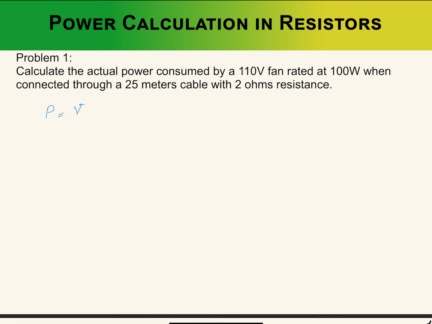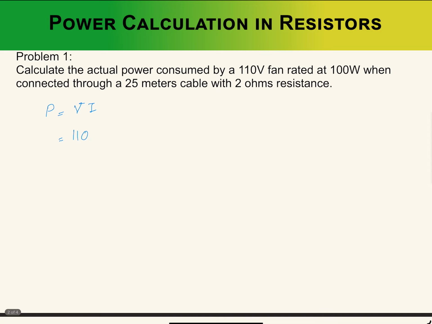So P equals V times I, and in the ideal case that the fan is rated, the voltage of the fan is 110 volts, which means that if the fan is connected to a 110 volt power supply without any losses in between, it can produce 100 watts of power. So let's try to find the ideal current passing through the fan. In this case, I becomes 100 over 110, which is around 0.9 amperes. So this is the ideal current that is passing through this fan.